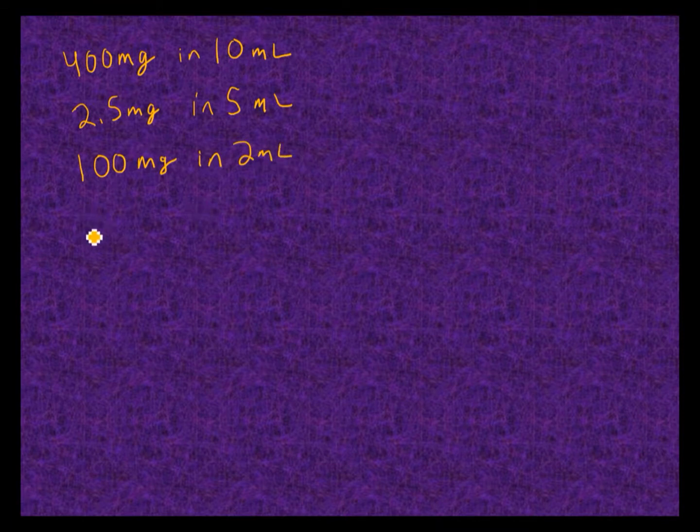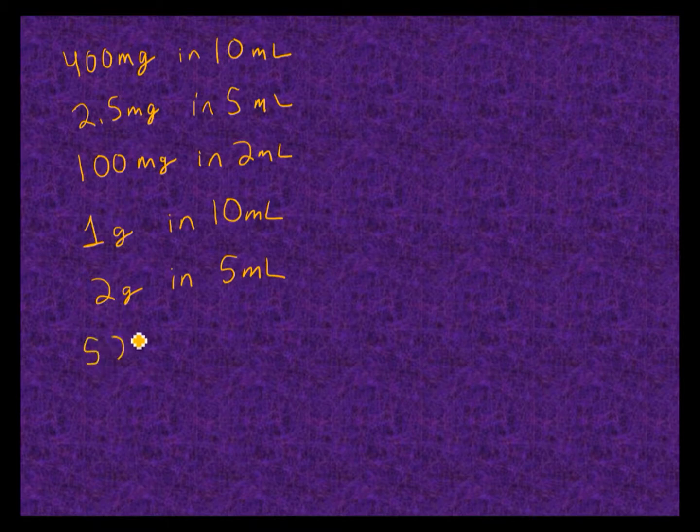And let's just see here. Let's make up a few for practice. 1 gram in 10 milliliters. 2 grams in 5 milliliters. Let's put 500 milligrams in a 20 milliliter vial. Let's take a bag of, well, we'll do these first and then we'll come back to the bags. This one is 500 mics. This is digoxin in 2 milliliters.